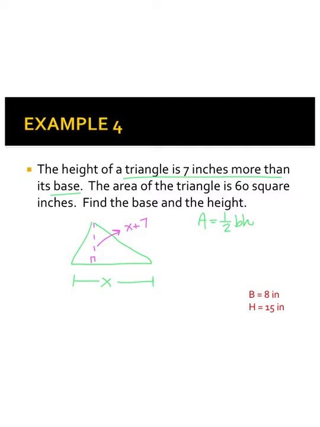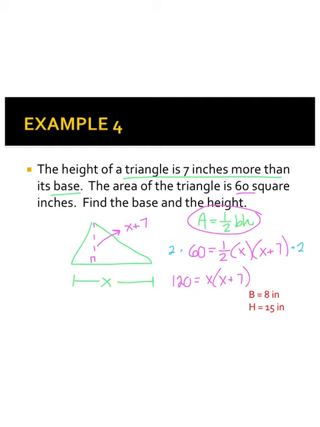So I'm going to take this equation, and I know certain things. I know the area is 60 square inches, so I plug in 60. This is going to equal half of x times x plus 7. Now, as soon as I see that 1/2 is a factor on the right side, I'm going to double. I'm going to multiply by 2, the reciprocal of half. So I get 120 is going to equal x times x plus 7.